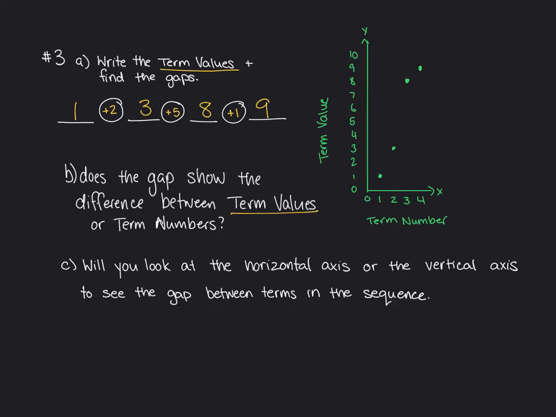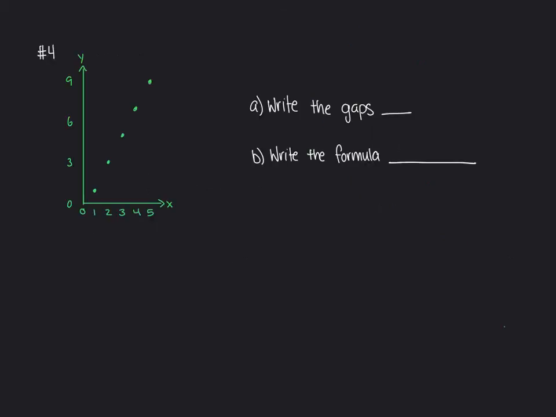The final question asks you if you will look at the horizontal axis, so it's going left to right, or the vertical axis, which goes up and down, to see the gap between terms in the sequence. So we've said that it's a term value, so which axis is the term value? Is it vertical or is it horizontal?